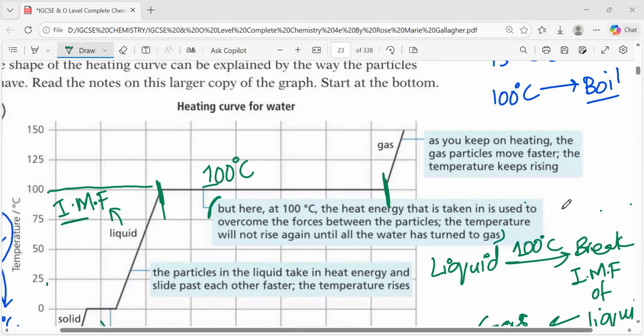Okay, now what further, if you see, you have gas, right? The liquid is converted into gas, and further, what will happen when you increase the temperature of the gas? The particles' movement will increase and the temperature will keep rising. The motion of the gas will increase, and the temperature will keep rising. Clear? When you go beyond 100 degrees Celsius.